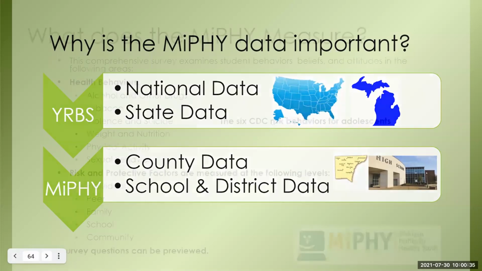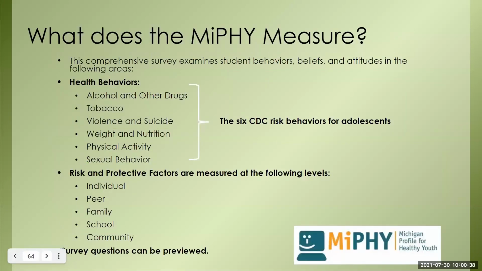This is what the MIPHY reports look like. This is what it measures: alcohol, drug, tobacco, violence, suicide, weight, nutrition, physical activity, and sexual behavior. And then it looks at risk and protective factors at the individual, peer, family, school, and community level also. And just to point out that these are the 6 CDC risk behaviors for adolescents. In other words, if we're going to teach kids about risk behaviors, these are the 6 that we should be focusing on, because these are the 6 that are usually responsible for premature morbidity and mortality in our students.